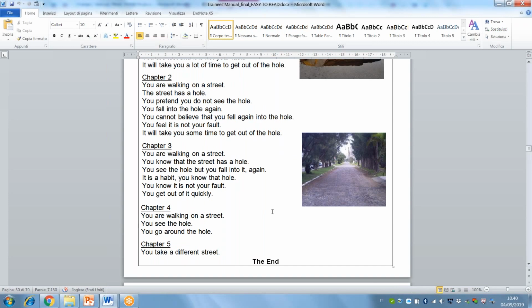Chapter 3. You are walking on a street. You know that the street has a hole. You see the hole, but you fall into it again. It is a habit. You know that hole. You know it is not your fault. You get out of it quickly.